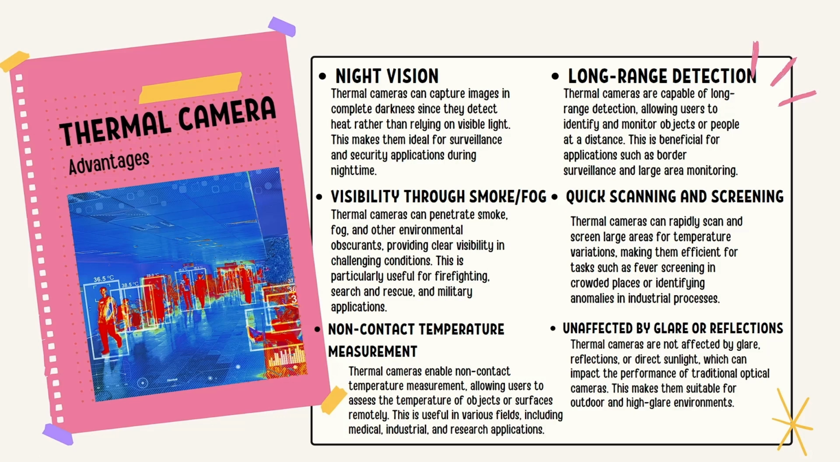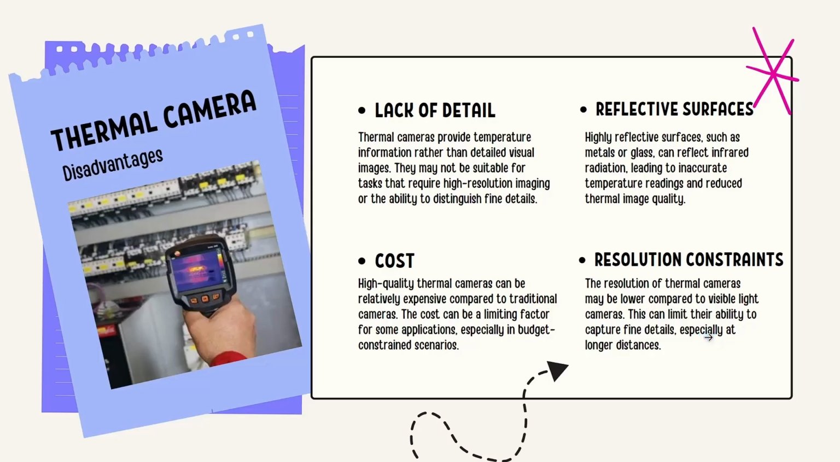Last but not the least, we have unaffected by glare or reflections. Thermal cameras are not affected by any type of glare, reflections, or even direct sunlight, which can impact the performance of traditional optical cameras, since they tend to lose their focus or produce distorted images. This makes them suitable even for outdoor and high glare environments as well, along with nighttime applications, of course. So coming to the disadvantages of a thermal camera.